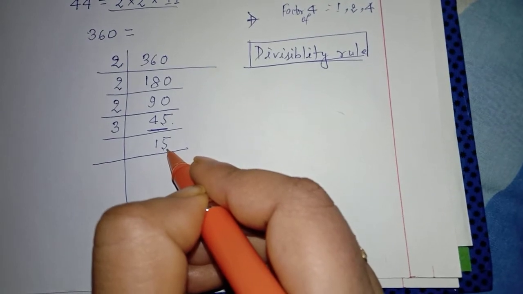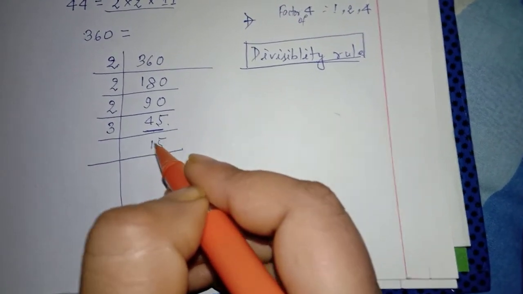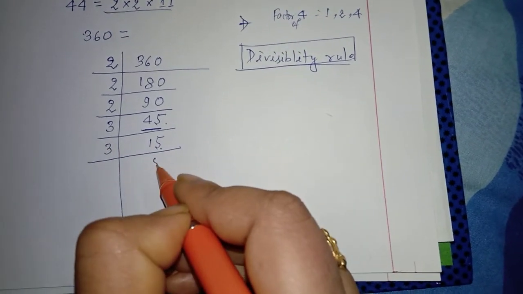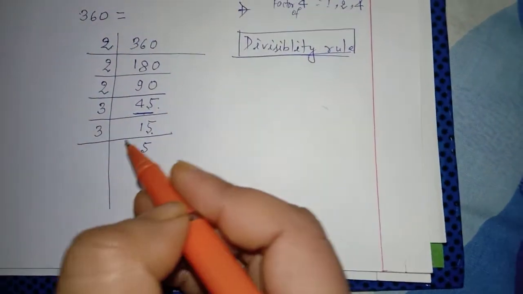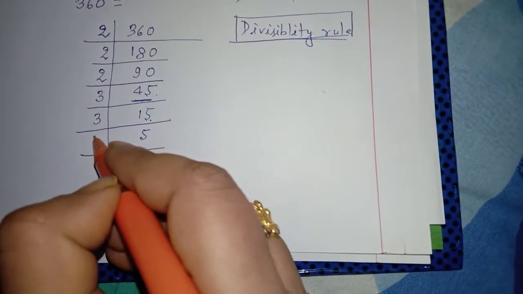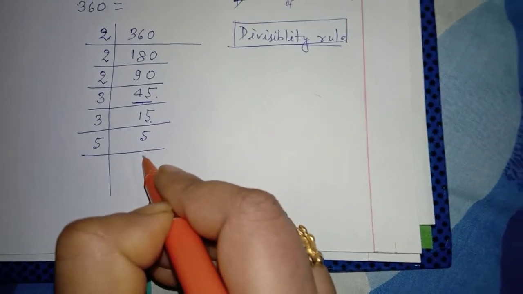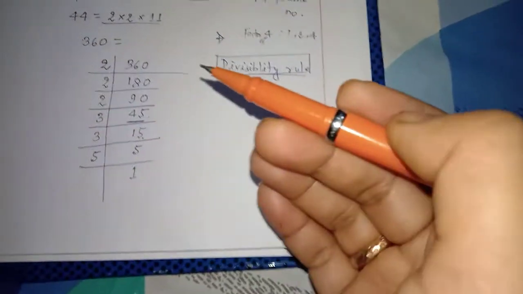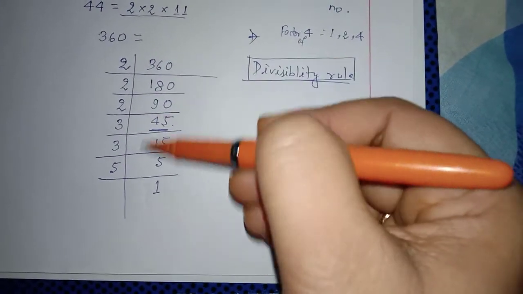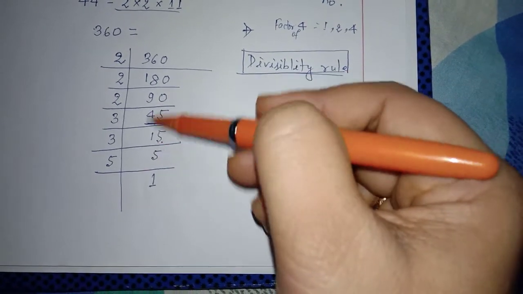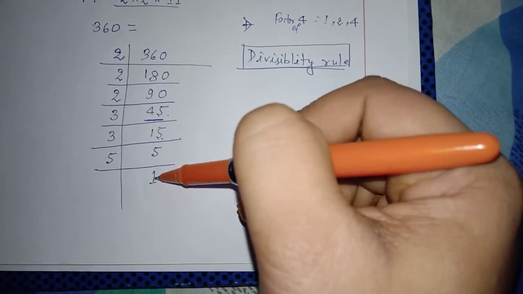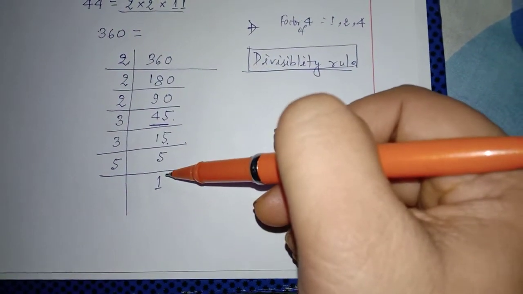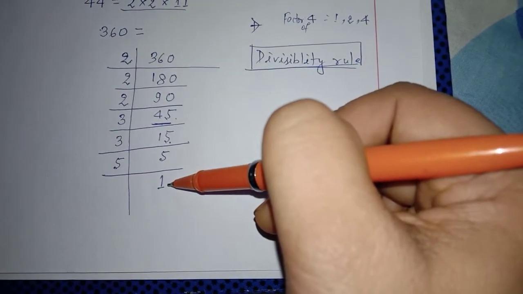Again, 15 is divisible by 3 as well as 5. But firstly, which number will we take? 3. And 3 5s are 15. Again 5. 5 1s are 5. So for finding the square root, that time only we will pay attention that we do the procedure till at the end we get 1. Okay, so we have to do this procedure till we get 1 at the end.